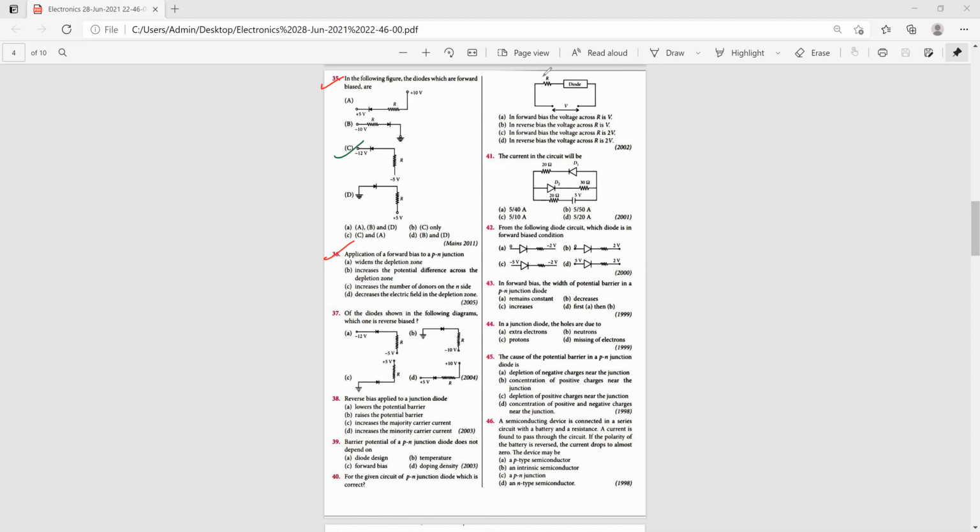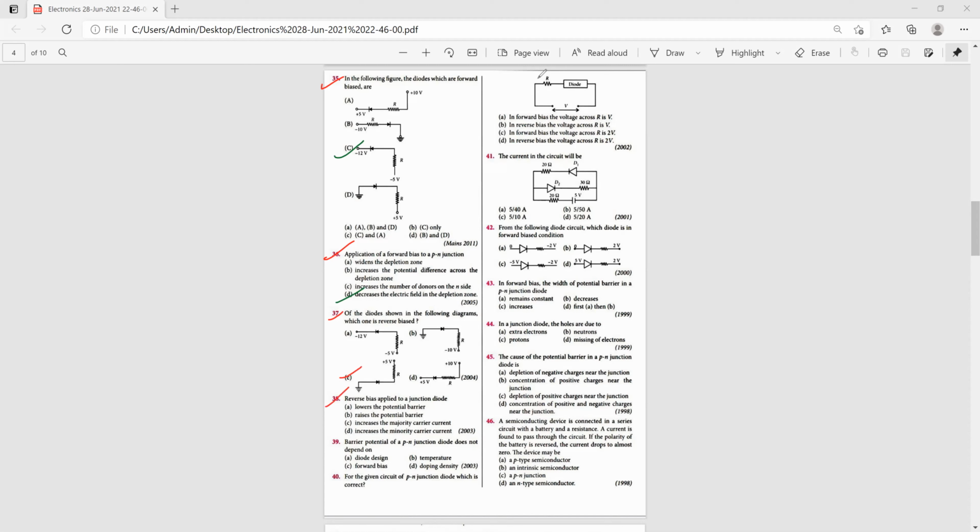36. Application of forward bias to a PN junction widens the depletion zone, increases the potential difference across the depletion zone, increases the number of donors on N side, decreases the electric field in the depletion zone, they have given. So for 36, this one is the right answer. 37. Of the diodes as shown in the diagram, which one is reverse bias? So C one is the right answer.